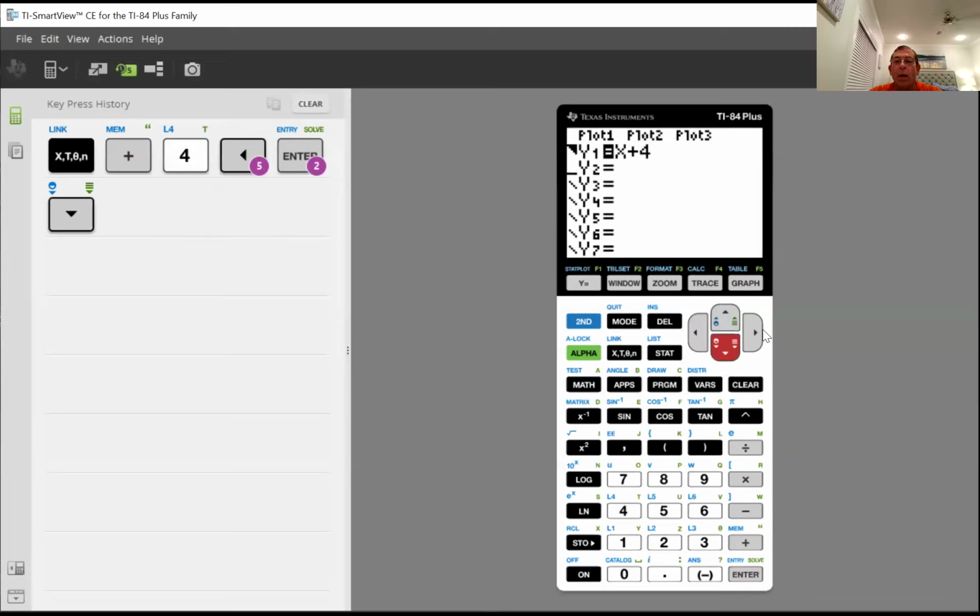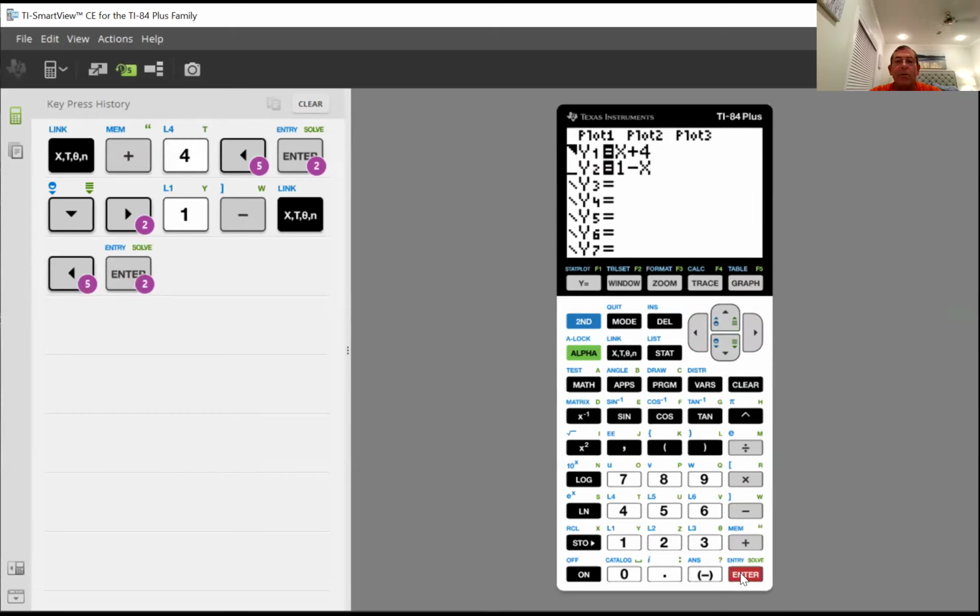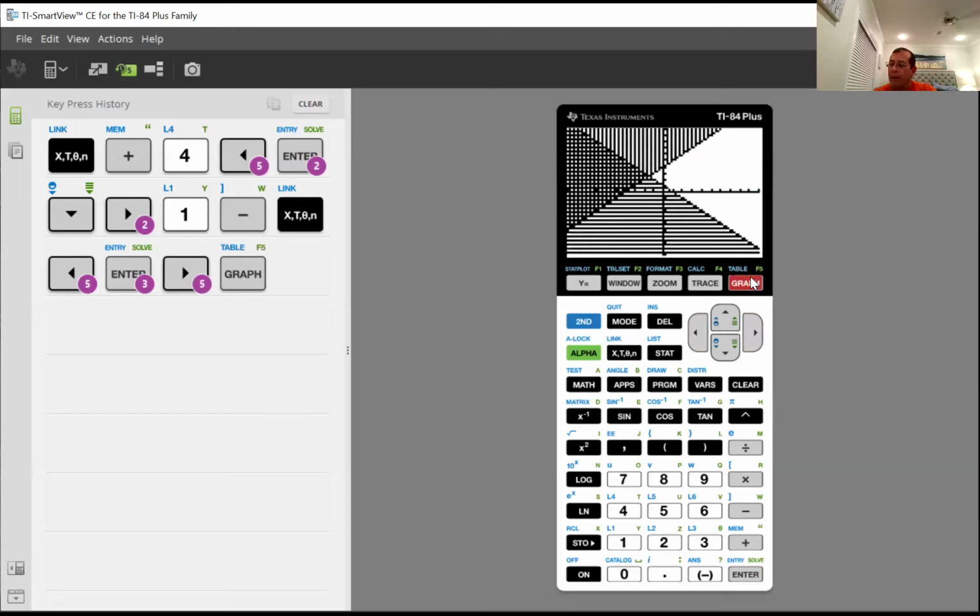Now I'm going to come down to y2, and I'm going to put in my 1 minus x. That one was less than, so I'm going to arrow left and hit enter till I get the less than triangle. So there's greater than, there's less than. So I've got both of these now put in. I'm going to hit graph. And remember, you're looking for the double shaded area. Y'all, a little quicker than we did by hand, but you can tell that it's that left triangular section.